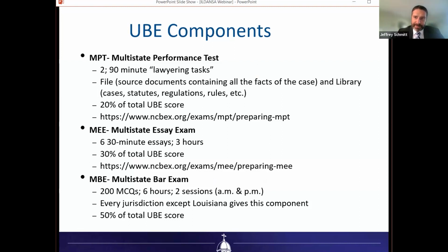We have a performance test, the MPT, that's 20% of your score. There you're going to be writing, could be an essay, could be a memo, could be any number of things. Then we have the essay portion, which is what I'm going to talk about in just a minute. That's 30% of your score. You're going to have 6 short essays, 30 minutes each. And then we have the multiple choice. That's half of your score, and it covers all of the subjects that we cover in the program.